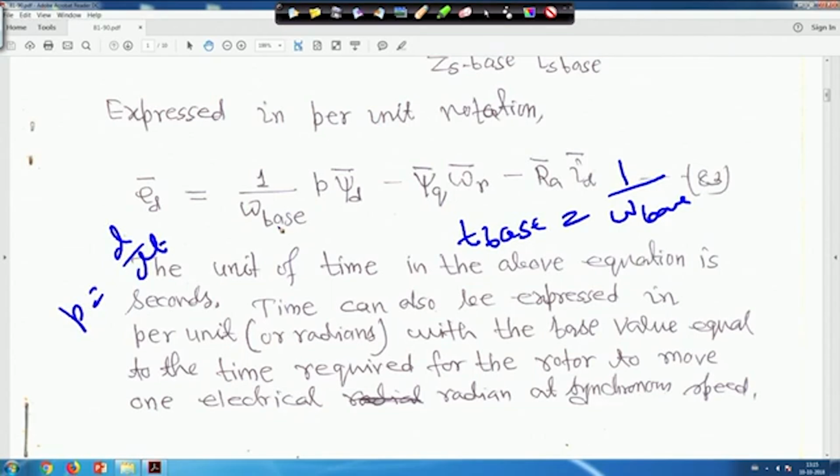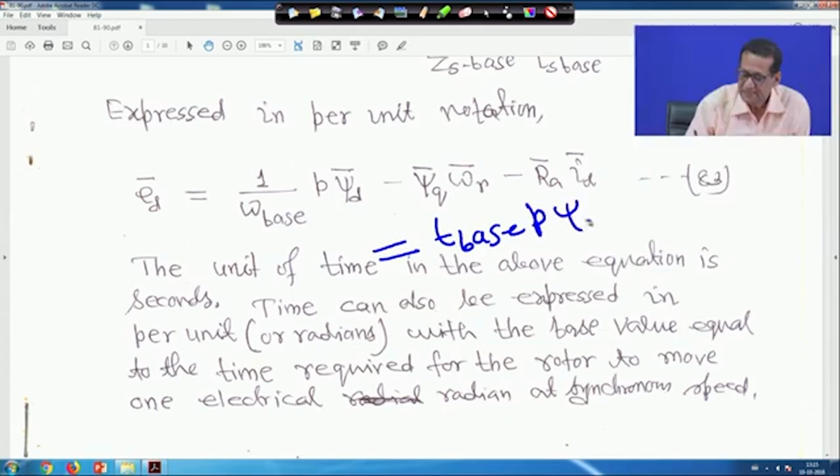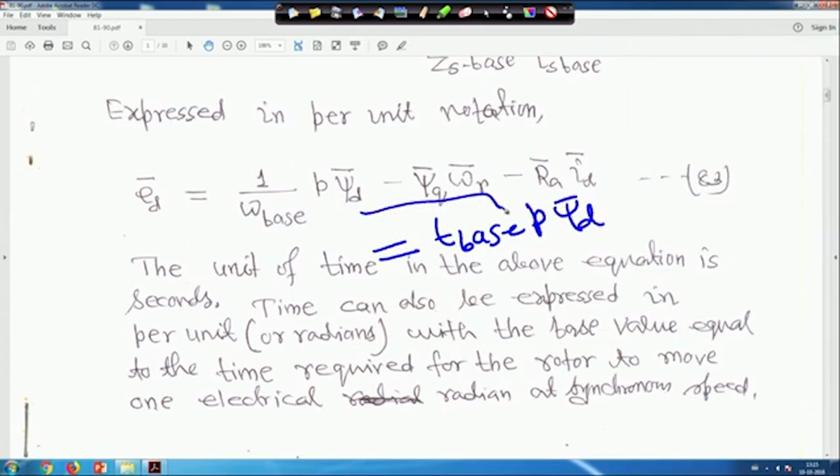That means, let me clear it, this equation I can write like this: T base instead of 1 upon omega base. Only this term, later you will know everything, okay. This is P, then psi d bar, only this term I am writing, right?